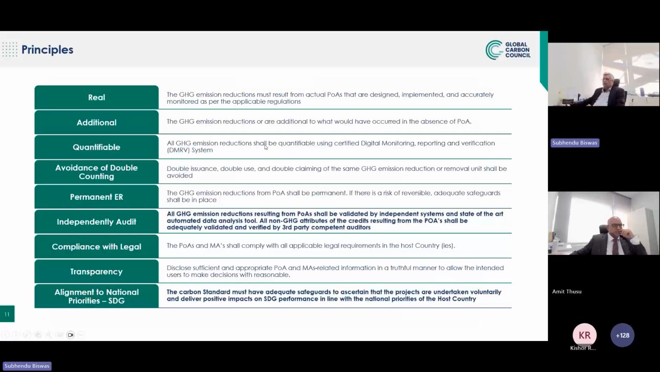What are the principles of these? These are normal principles that you see in the case of projects. What is additional is that it is independently audited. Part of the audit is done using a state-of-the-art automated data analysis tool. But when it comes to non-GHG claims, they are physically audited on the ground by a separate verifier. So the validator verifier is there in a limited scope in the verification, and in full scope in the validation. And finally, there is also an alignment with national priorities when it comes to SDGs. The carbon standard makes adequate safeguards to be certain that projects are taken up voluntarily and deliver SDG impacts in line with the national priorities of the country in which they are sitting.